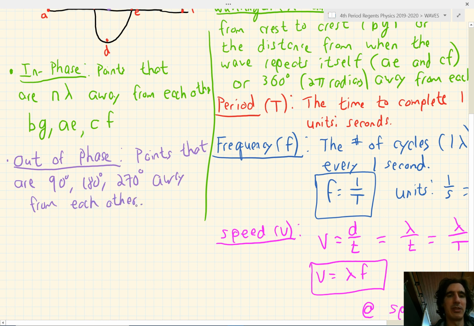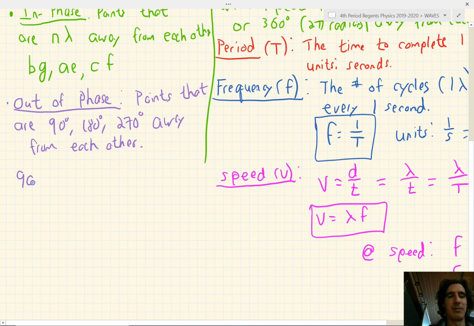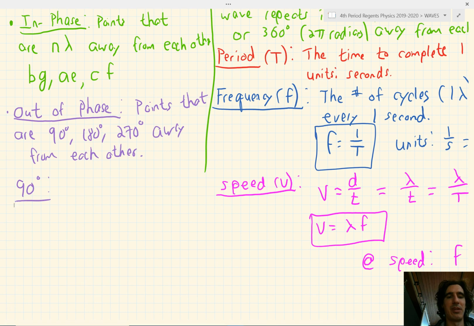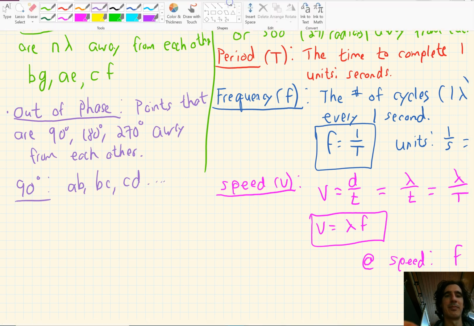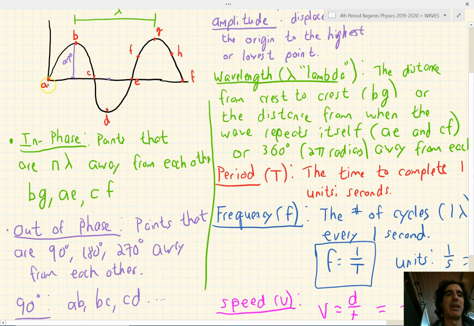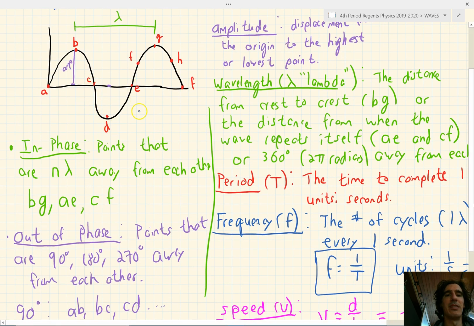So we have to take out our trig book and remember what points that are 90 degrees, 180, and so on away from each other. So let's look at 90. If we start at point A, from the origin to the crest, that's 90 degrees. B to C is 90, C to D is 90. So we'll say A to B, B to C, C to D, and so on. The next would be 180 degrees, so that's half a wavelength. If we start at A to B is 90, B to C is 90, so that means A to C is 180. So we could say A to C. We can also go C to E and E to F.